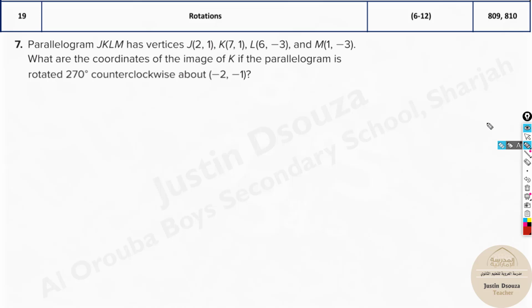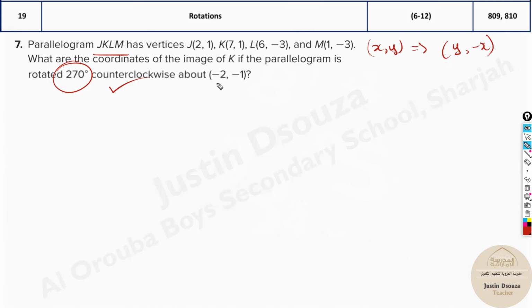Similarly, over here as well, you can do it. I'll directly do it now, but you please do it in proper steps and methods. Now, they have told us JKLM is a parallelogram. The vertices are given over here. What are the coordinates of the image K if the parallelogram is rotated 270 degrees counterclockwise? Directly use the formula: (x, y) becomes (y, -x) now. For 90 degrees, the first is negative. For 270, the second one is negative.